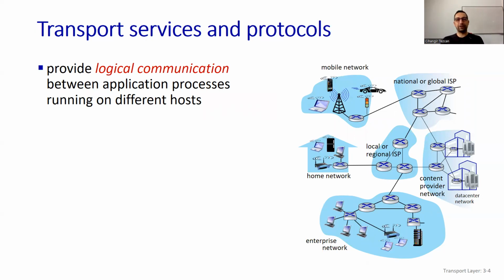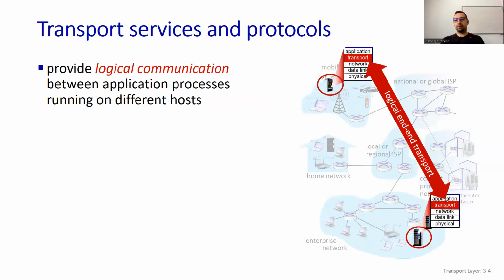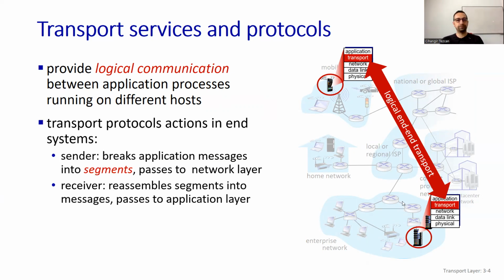All right, so let's focus on transport services and protocols. They provide logical communication between application processes running on different hosts. So let's look at the picture. In the previous part, we talked about the application layer. Here we are talking about the transport layer, where logical end-to-end transport occurs. So here, it is not applications that talk, it is actually devices, or hosts, that talk. Transport protocol actions in end systems: the sender breaks application messages into segments and passes them to the network layer. The receiver reassembles the segments into messages and passes them to the application layer. So this is how it works.